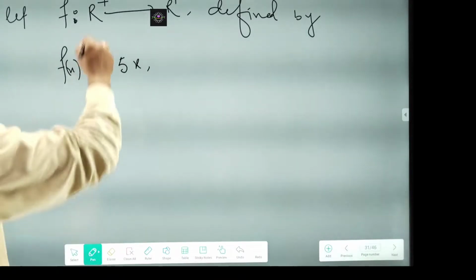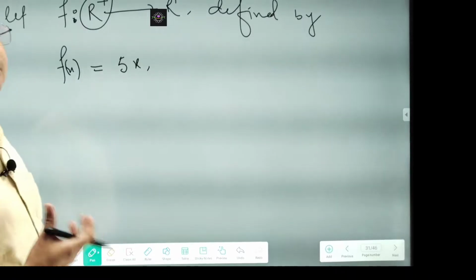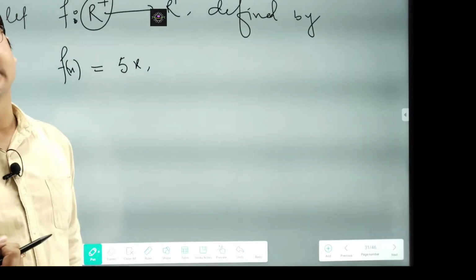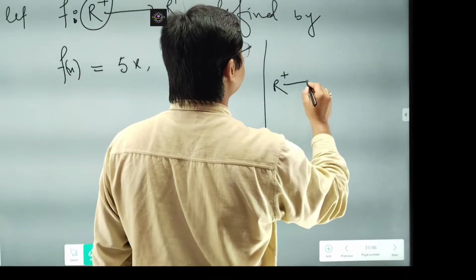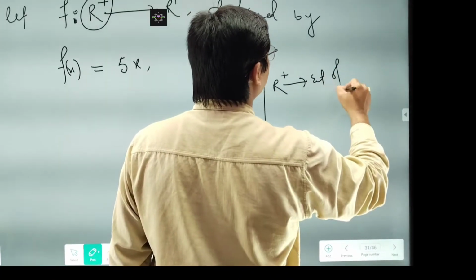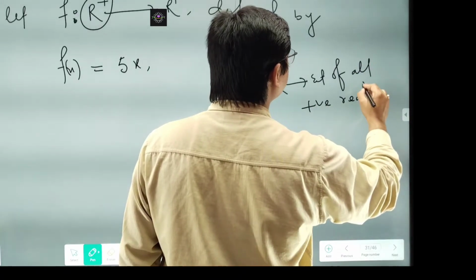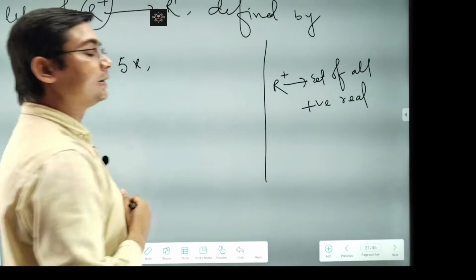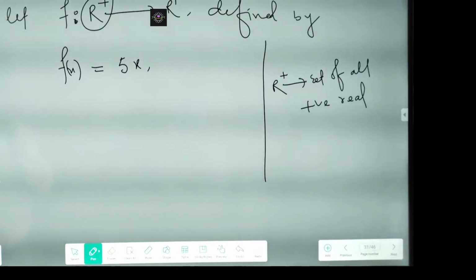You see here, what is R plus? R plus means set of all the positive real numbers. I mentioned here, this R plus means set of all positive reals, all the positive reals we consider here. Now you see, verify what we do here, guys. How we can prove?